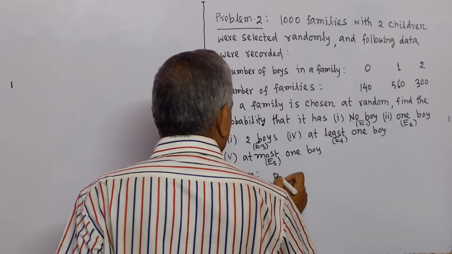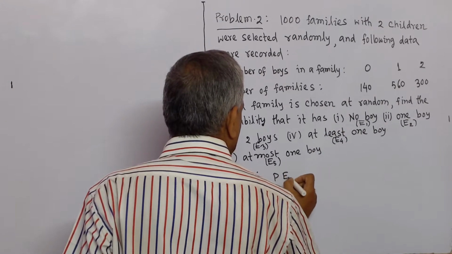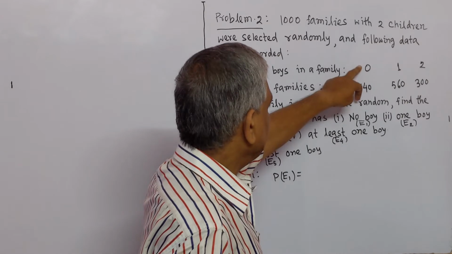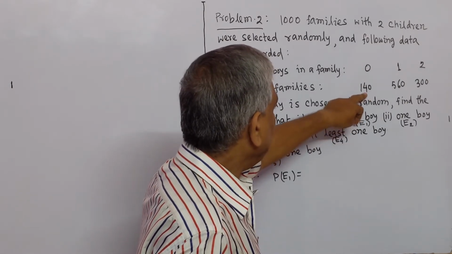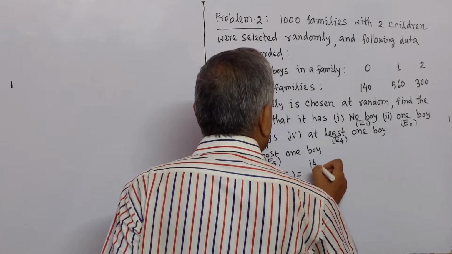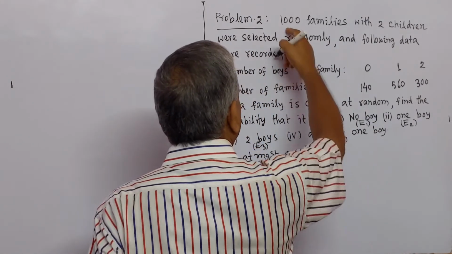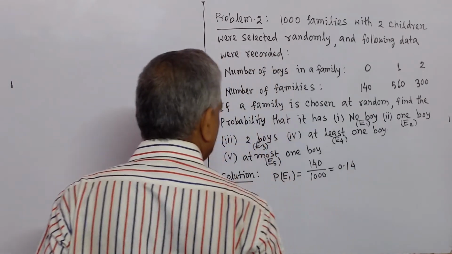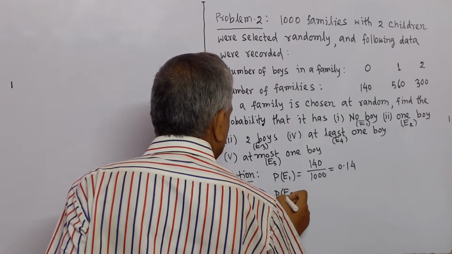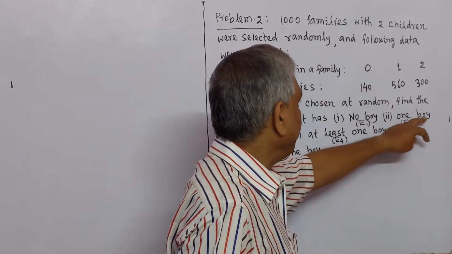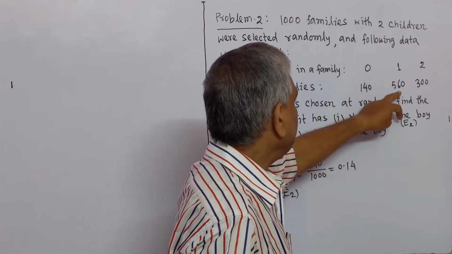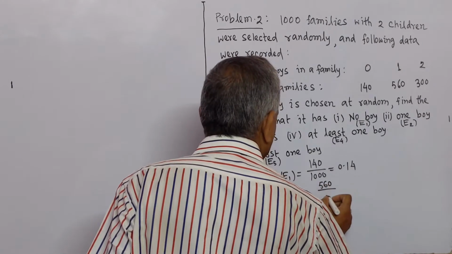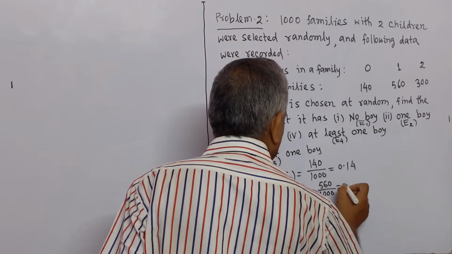Therefore, probability of number 1, P(E1). Here we see that no boy means 0 boys, number of families is 140, so 140 divided by number of families 1000, this is 0.14. P(E2), E2 is only one boy. Here only one boy, number of families is 560. So this will be equal to 560 by 1000. This is 0.56.